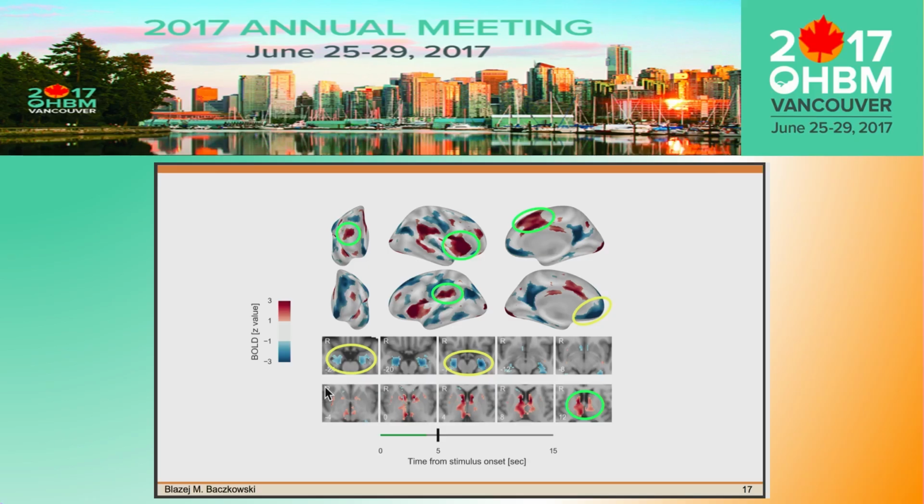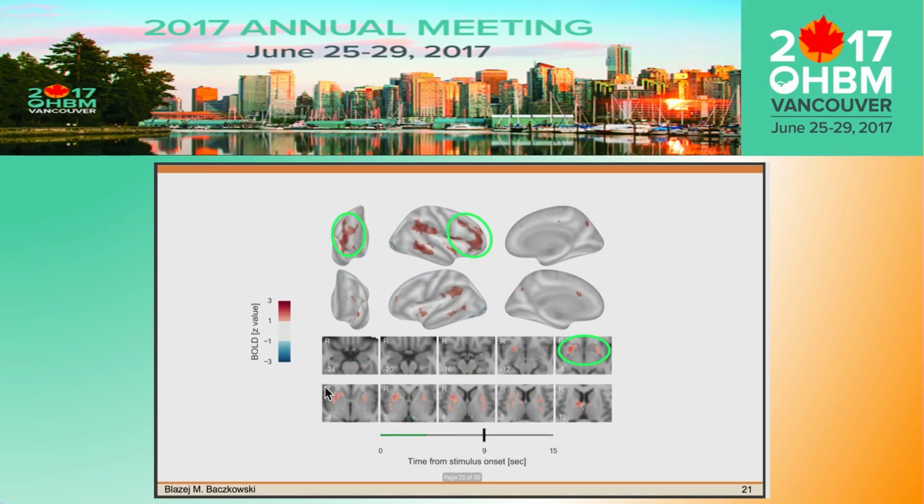the amygdala. So if I continue now, we see that this pattern tends to disappear and another one is formed around 9 seconds after the stimulus onset. And this is dominated by the activation in the right dorsolateral prefrontal cortex and also dorsal putamen.